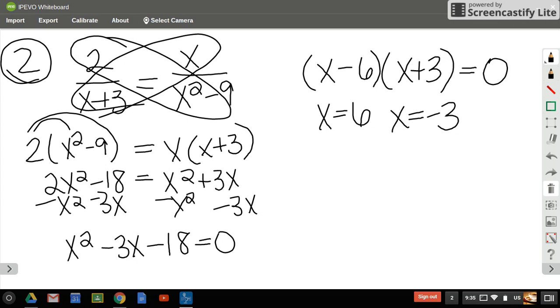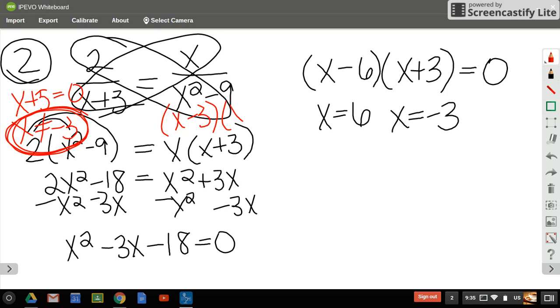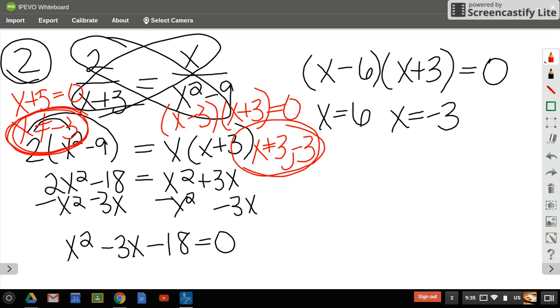However, we need to go back and look at our excluded values. So if we look at our excluded values, what makes x plus 3 equals 0? Well, that would be negative 3. So x cannot equal negative 3. Over here, we need to factor this, x minus 3, x plus 3. What would make that 0? Well, x cannot be 3 or negative 3. So here we have three excluded values, one repeating. So x cannot be 3 or negative 3.